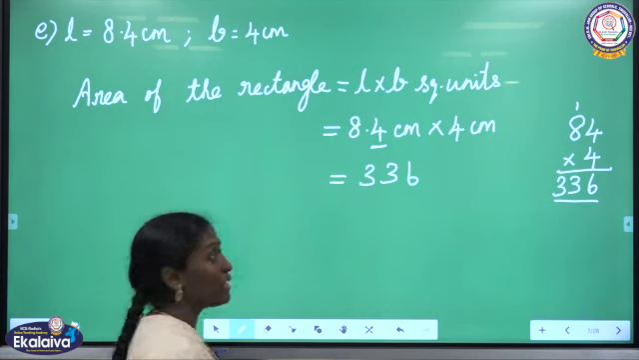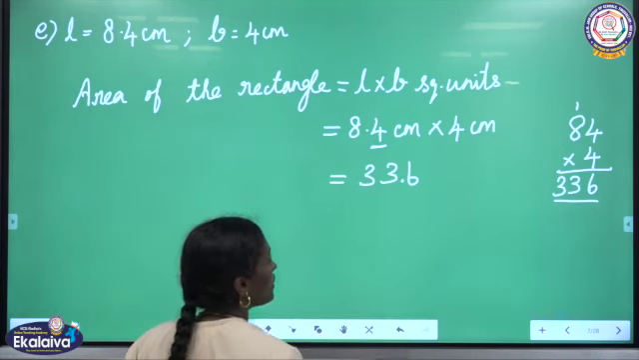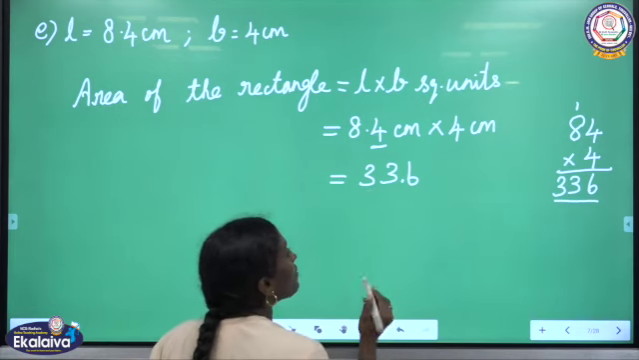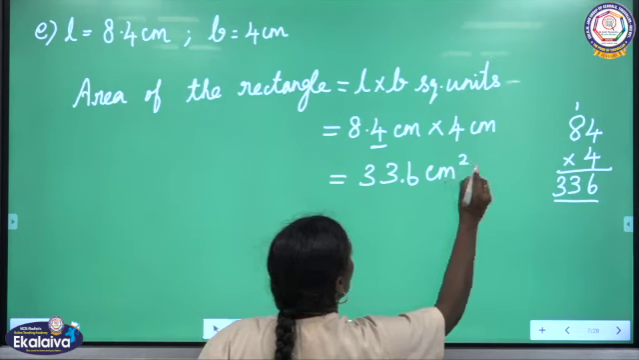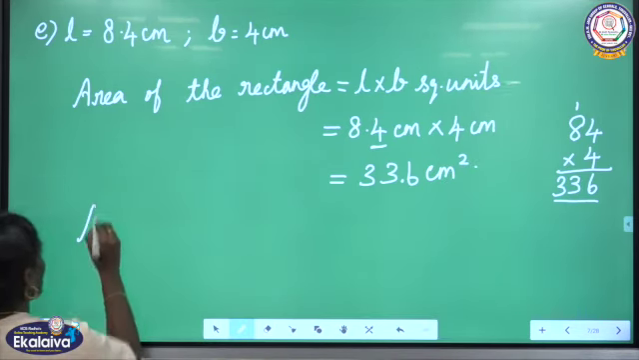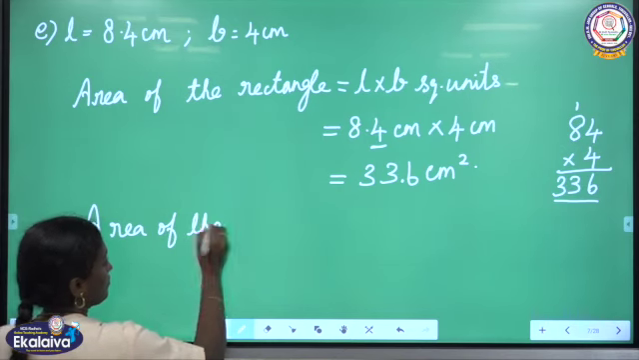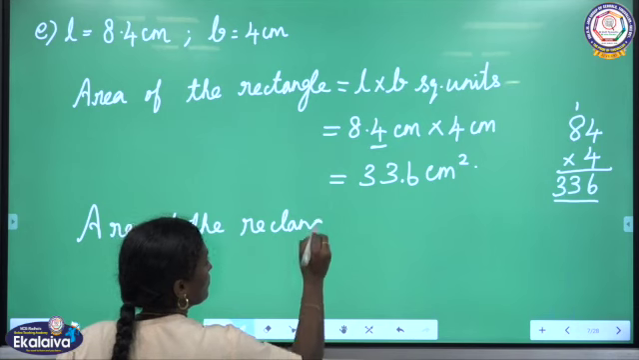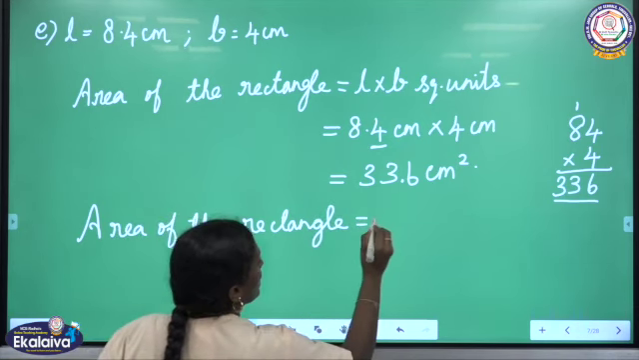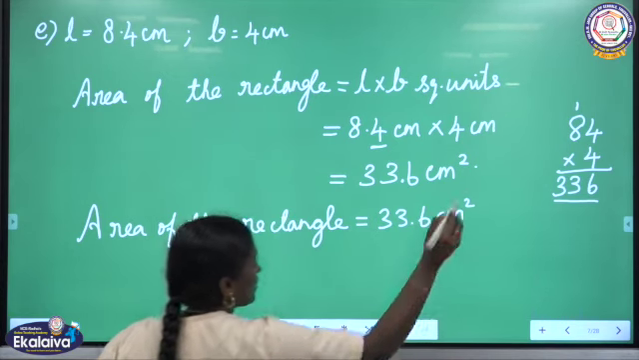Here we are having one decimal place. So in the answer also we need one decimal place. So from the last, before one digit we have to keep the decimal point. So the number will become 33.6. Then centimeter into centimeter, centimeter squared. So area of the rectangle is equal to 33.6 centimeter square. Okay.